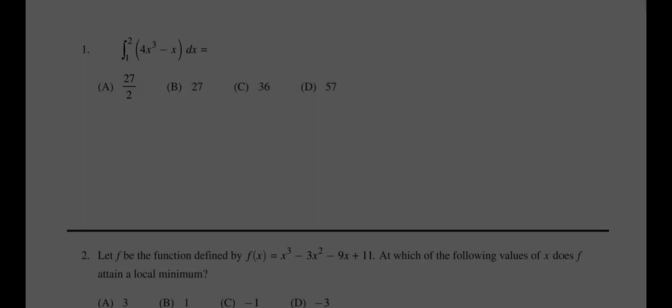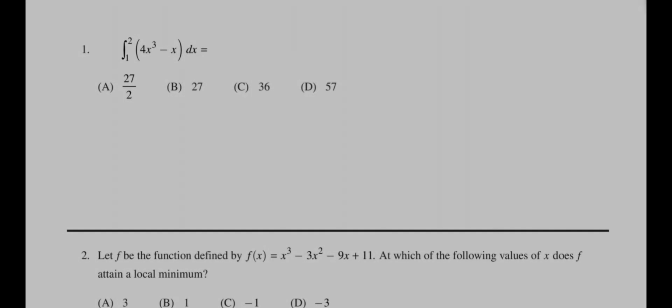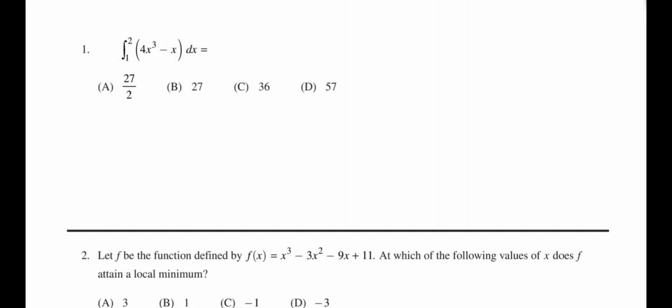All right, so today we're going to be going through the 2019 AP Calculus BC multiple choice questions. For number 1, let's compute the integral from the bounds of 1 to 2 of 4x cubed minus x. By using the power rule, we can integrate the integrand.